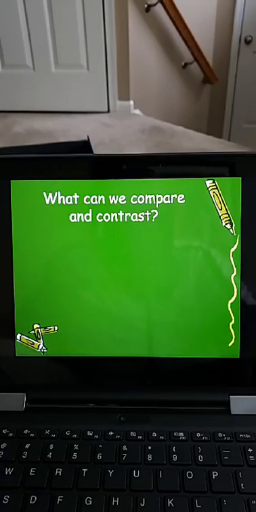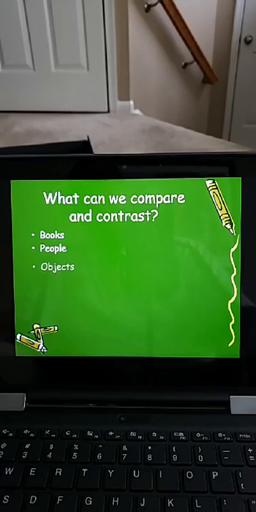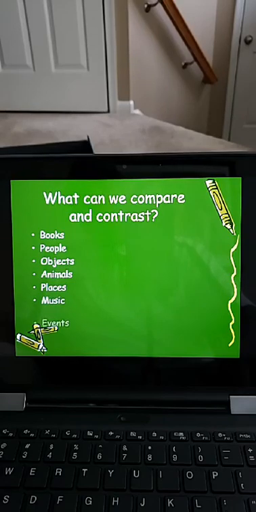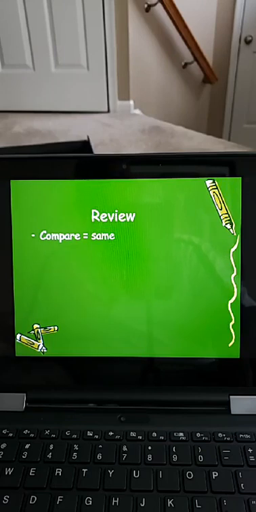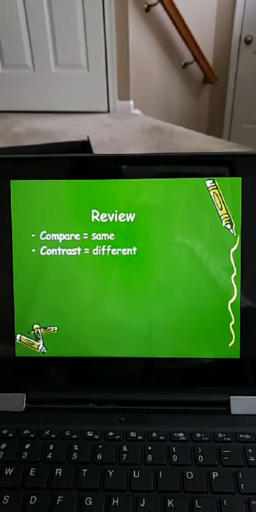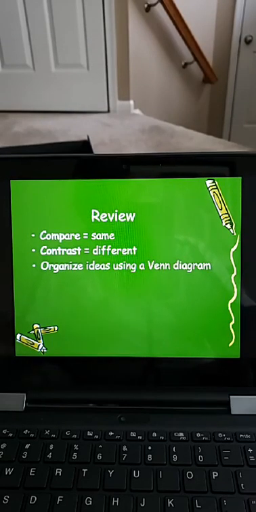What can we compare and contrast? We can compare and contrast books, people, objects, animals, places, music, events. Review: compare is equal to saying the same or similar. Contrast is how they're different. Organize ideas using a Venn diagram.